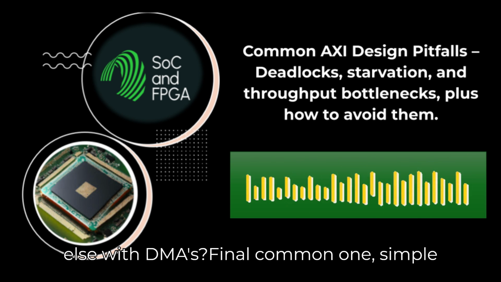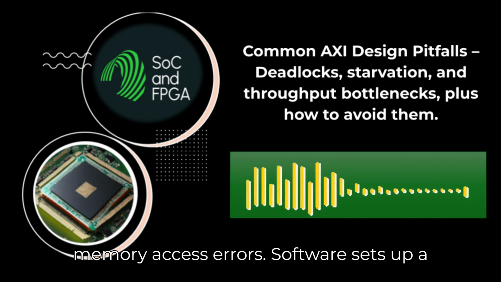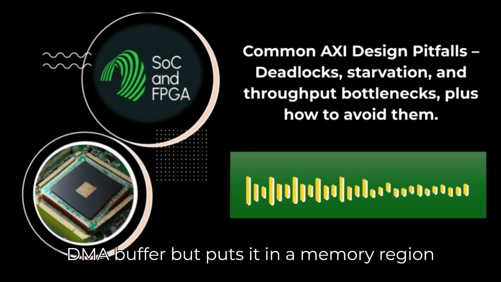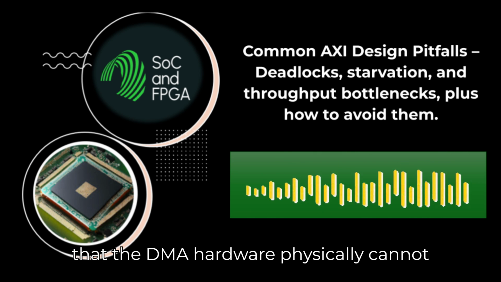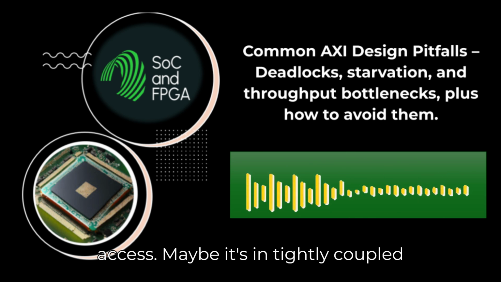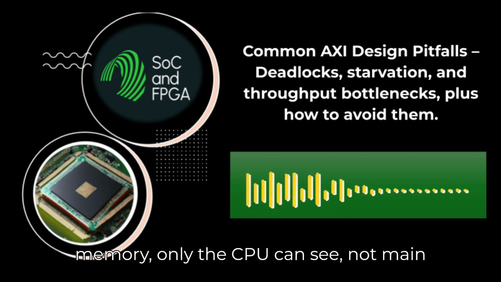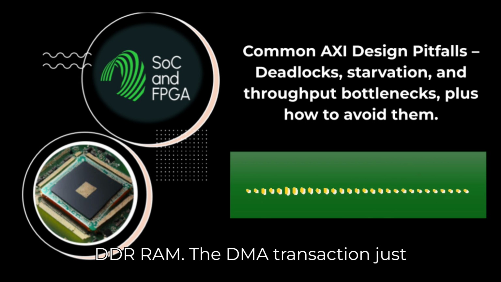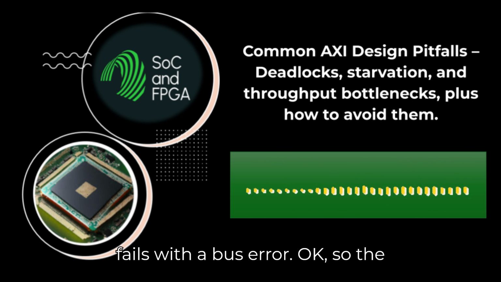Final common one, simple memory access errors. Software sets up a DMA buffer, but puts it in a memory region that the DMA hardware physically cannot access. Maybe it's in tightly coupled memory only the CPU can see, not main DDR RAM. The DMA transaction just fails with a bus error.